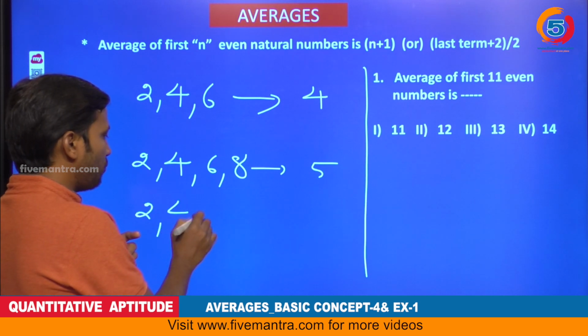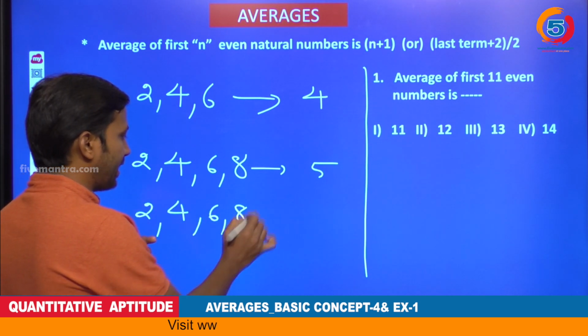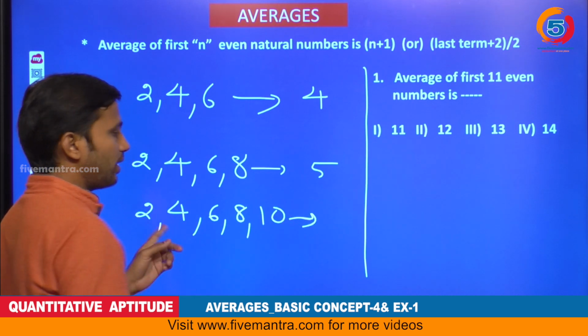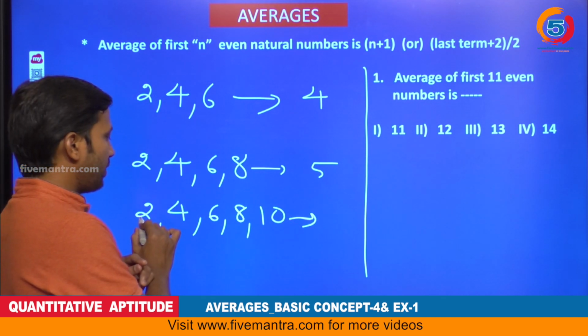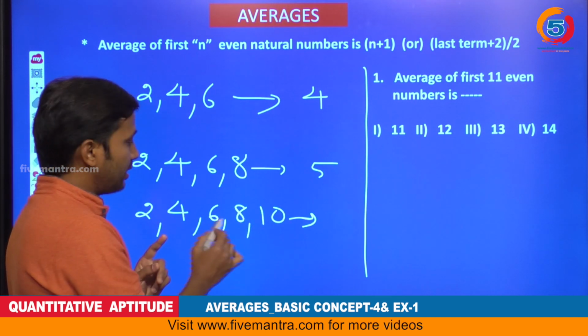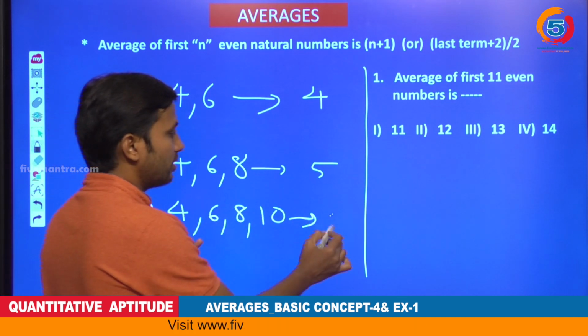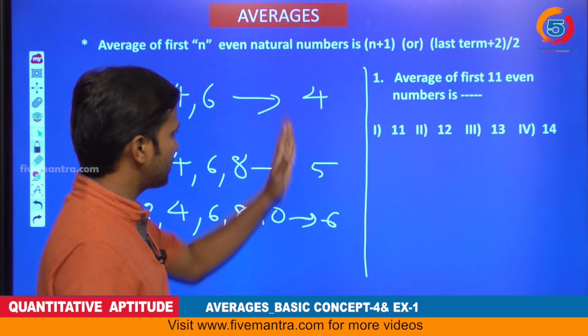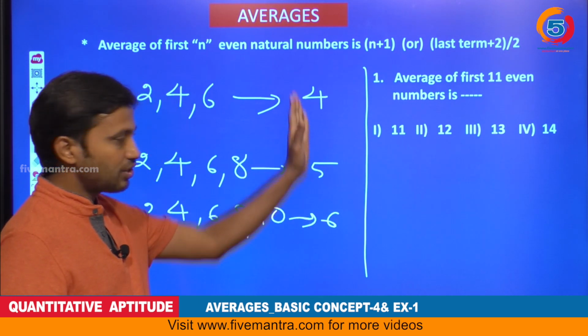Let us extend this series by one more number: 2, 4, 6, 8, 10. Here also, what can you understand? These are 5 terms, and as the differences are equal, what is the average of them? 6, or not? 6. See, this is how you find averages.